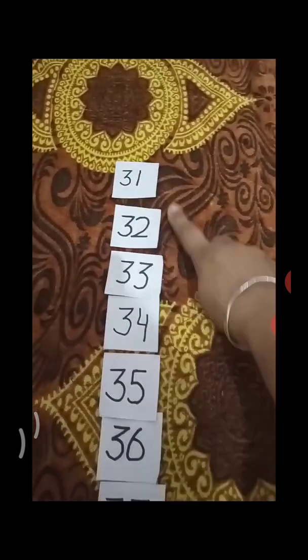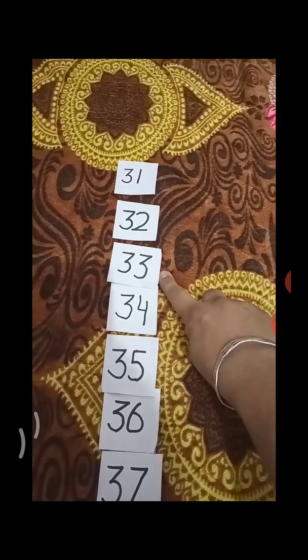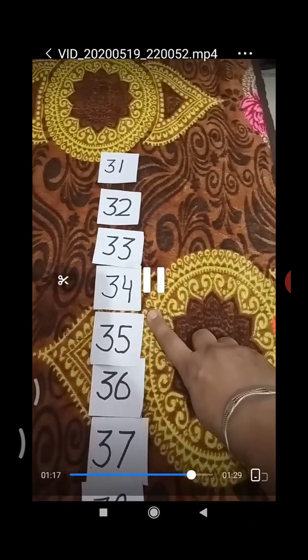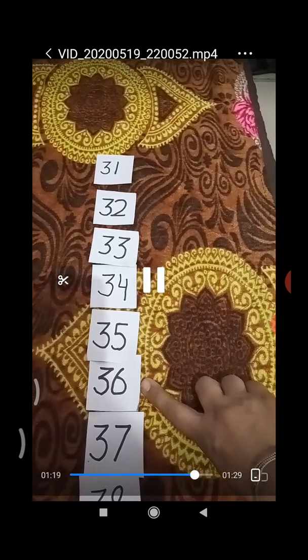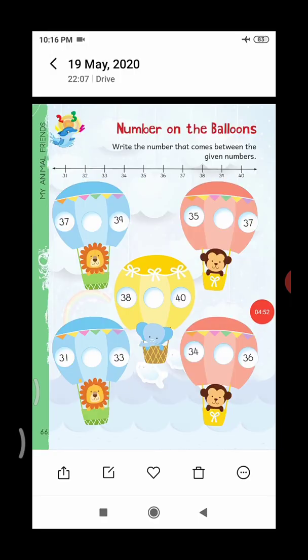31, 32, 33, 34, 35, 36, 37, 38, 39, 40. Like this. Now students, open page number 66. Here students, you will have to complete the missing numbers, which are in the air balloons.